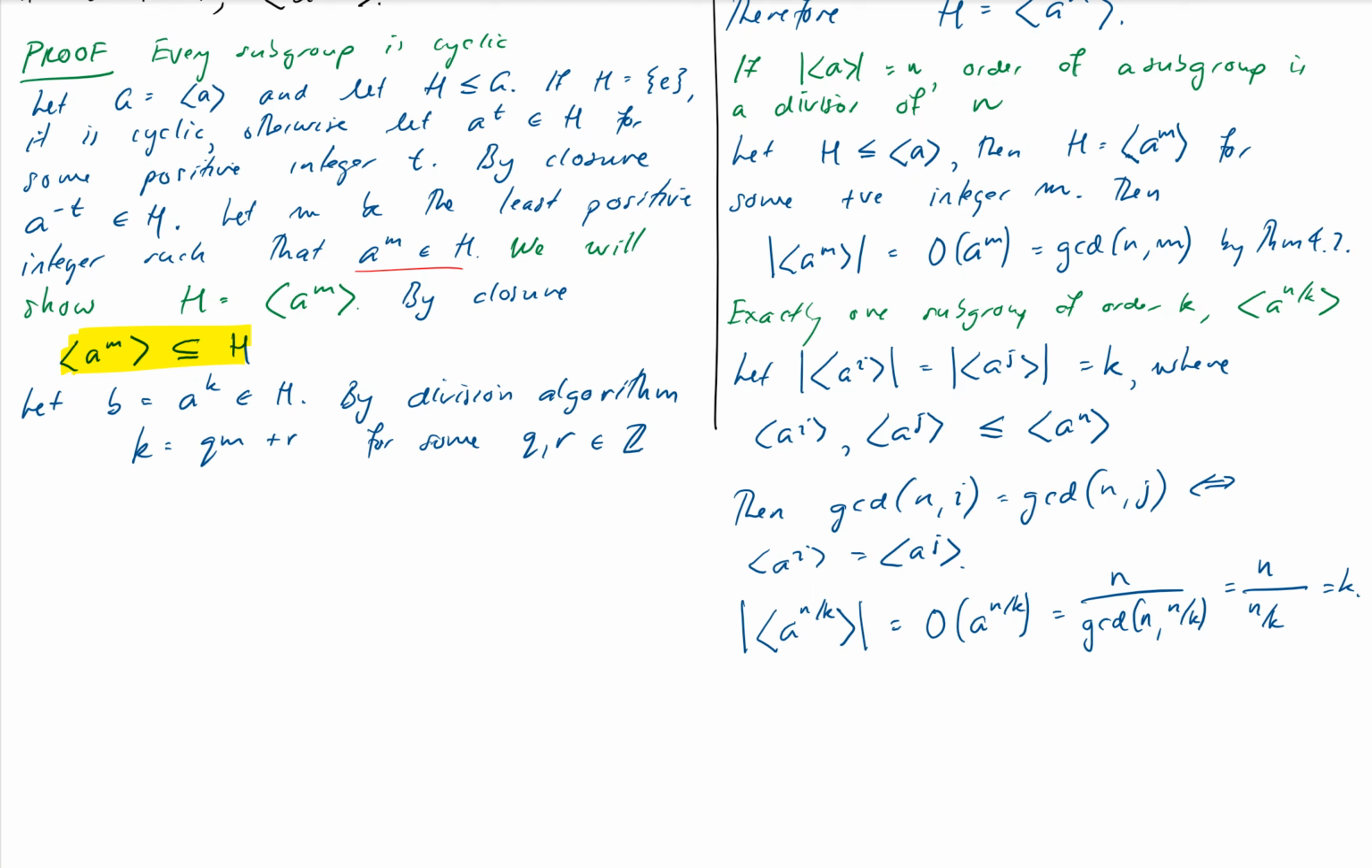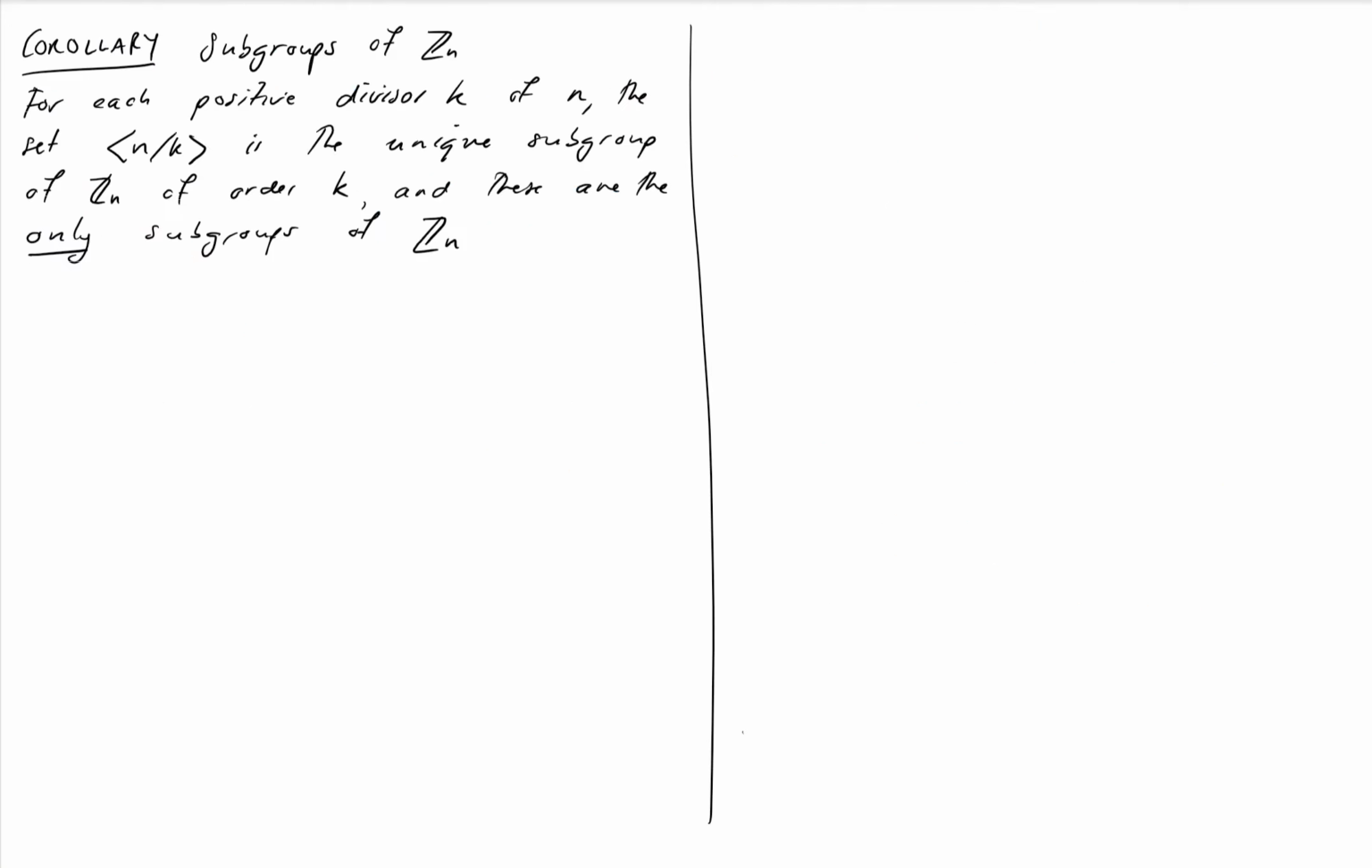Next we're going to take a look at how that applies to Zn, because as I've mentioned previously, when we're talking about cyclic groups, it kind of makes sense only to think about Zn, because that's the one that's most relevant, and in a sense, all other cyclic subgroups work the same way as it. So we'll focus our attention on that in a second. So here's the same theorem, basically expressed for Zn, and this says that for each positive divisor k of n, the set generated by n over k is the unique subgroup of Zn of order k, and that these are the only subgroups of Zn. So we can look at an example of that.